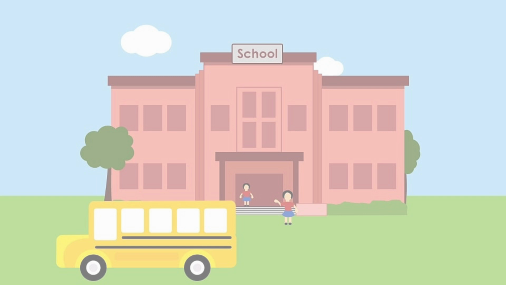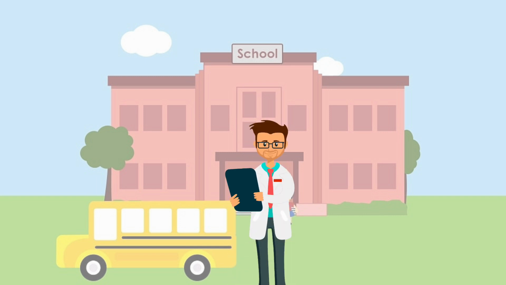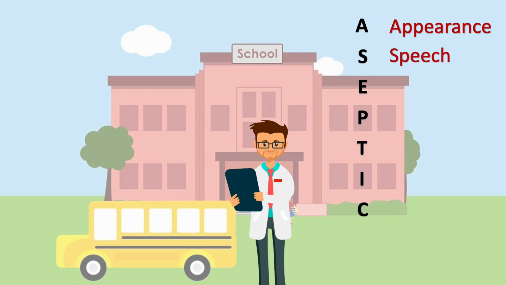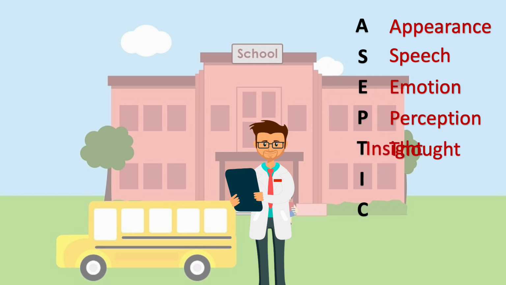In medical schools, students learn how to conduct mental state assessments. Some schools teach a mnemonic to remember different aspects of the assessment. It is usually called ASEPTIC: A, S, E, P, T, I, C. Appearance, speech, emotion, perception, thought, insight, and finally, cognition. In this video, we will briefly explore what each item entails.